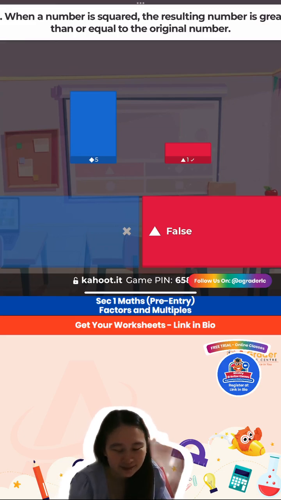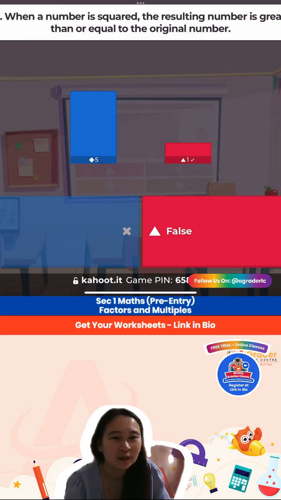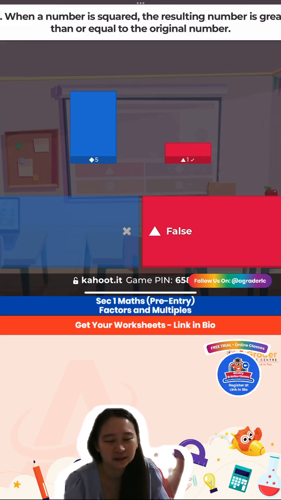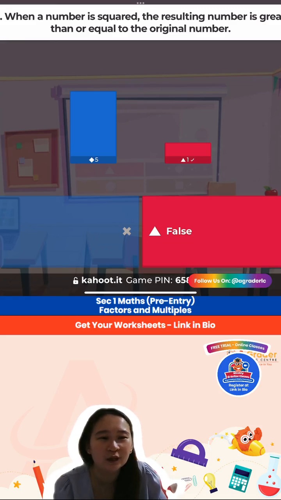Okay, well done. Okay, so when you square a number that is less than 1, you will always get a smaller number. Can? That's why this is not true. It is only true for 1 and above, but not below 1. Can?